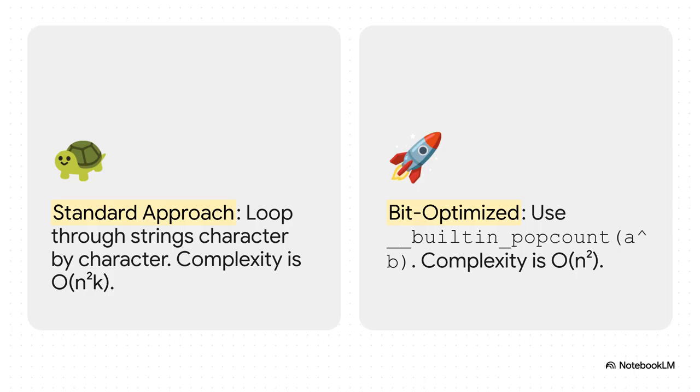Remember how XOR gives us a 1 wherever the bits are different? So we can just XOR the two numbers together and then use our friend popcount to count up all the ones in the result. That's it. A whole loop becomes one beautiful line of code.